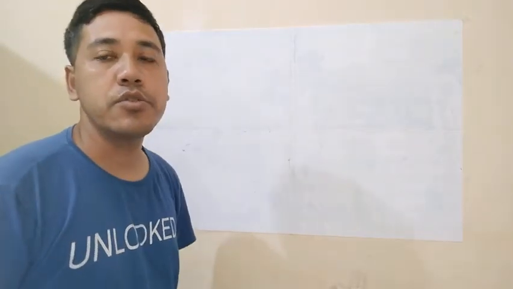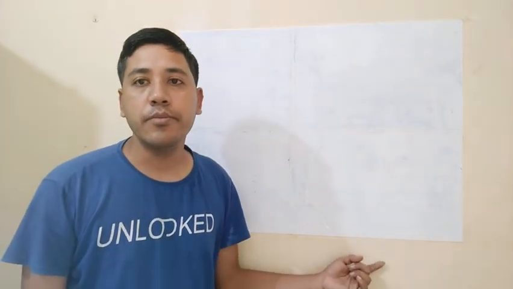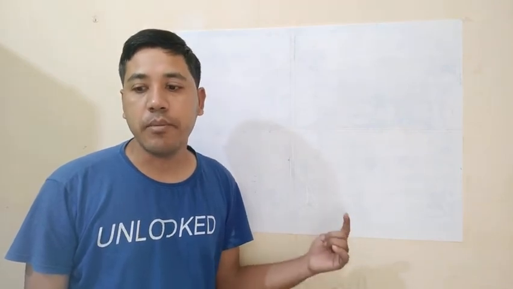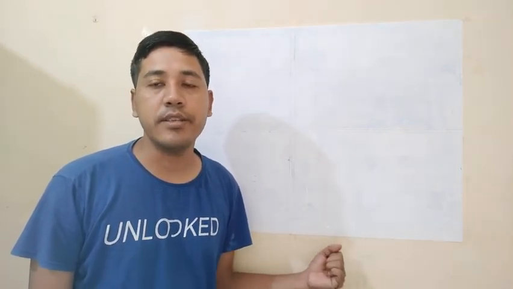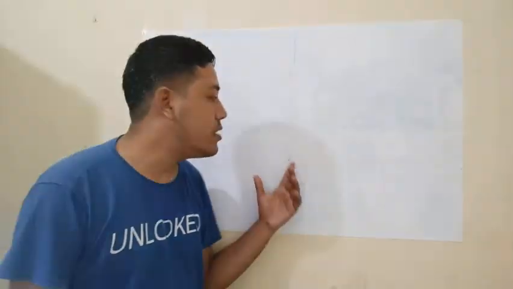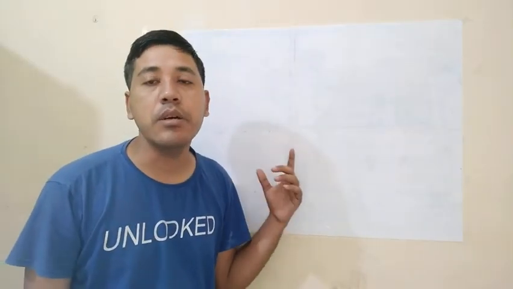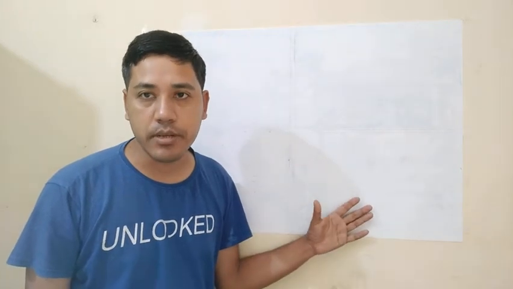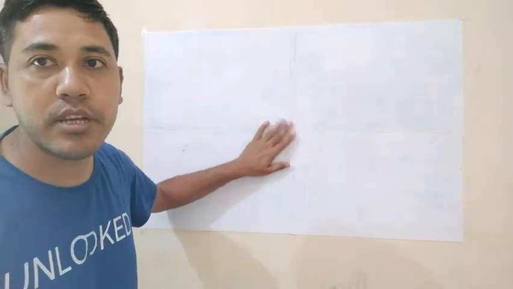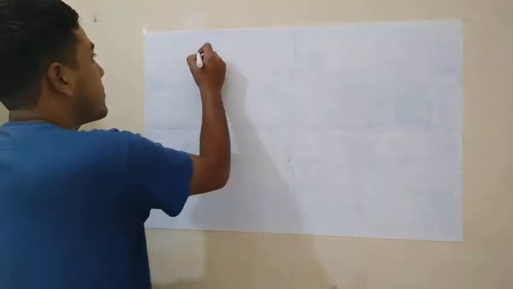Hello students, today I will explain another video of class 7 science. Chapter number 13, the name of the chapter is Motion and Time. In this video, I will explain the concept of time and its measurement. Now, without wasting time, I will start today's topic, that is time.